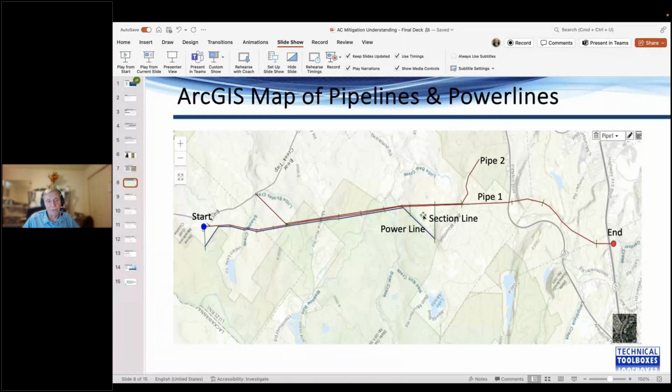So what we're going to be talking about is this pipe one and pipe two. Pipe two comes in the right of way and leaves. But more importantly, we create our section lines, and like I said, even resistivity changes. If there's lakes and ponds and streams and water bodies, we need to think about those type of things.